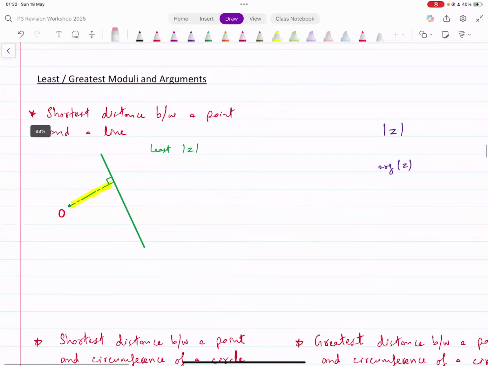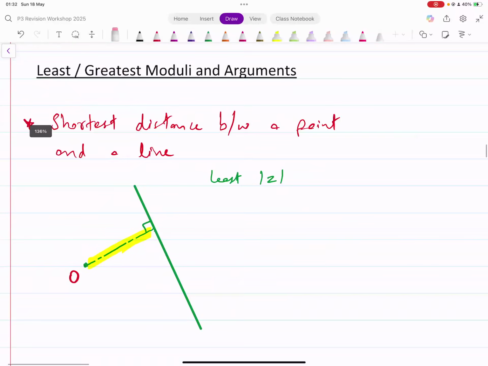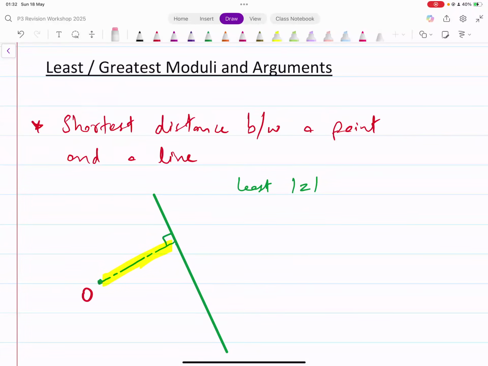Okay, now based on these loci, you would have to do some calculations sometimes. They will ask you to find greatest value of modulus of z, least value of modulus of z. Modulus represents distance from something, right? Now, there are two types of loci that you have. One is a line and the other is a circle, right?